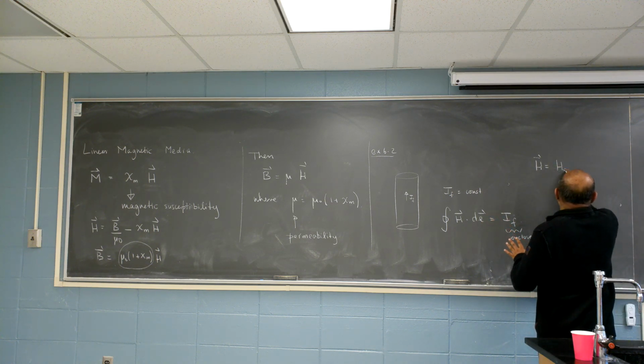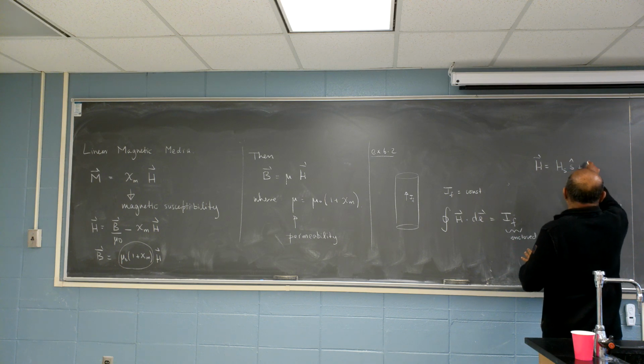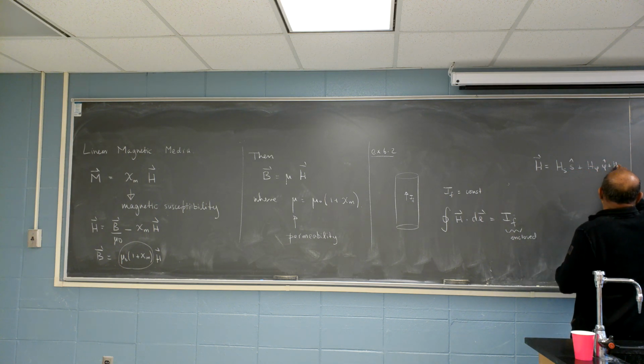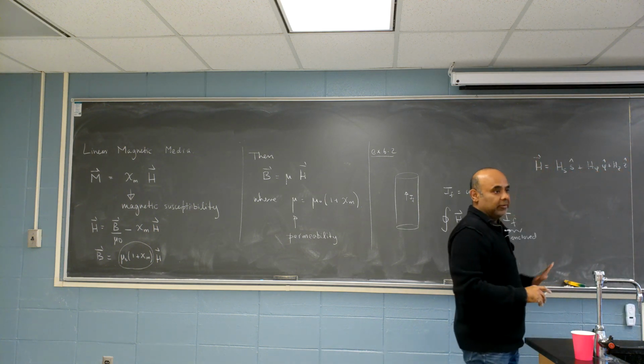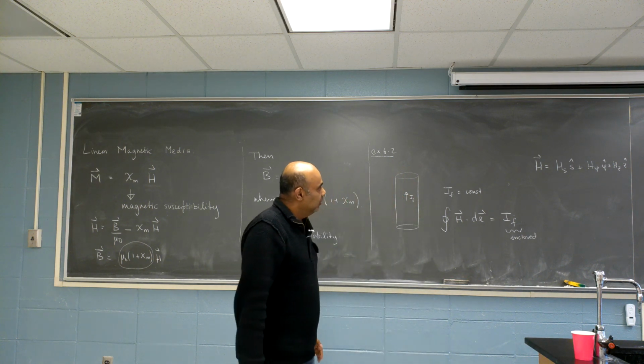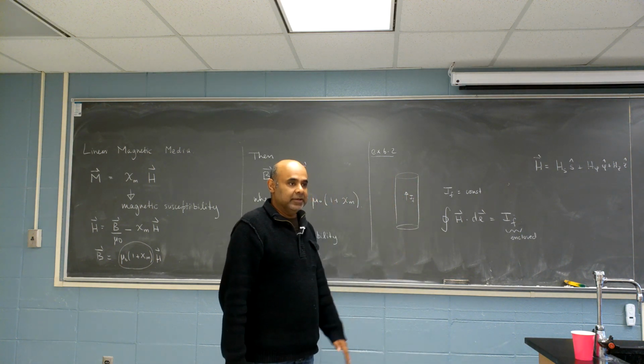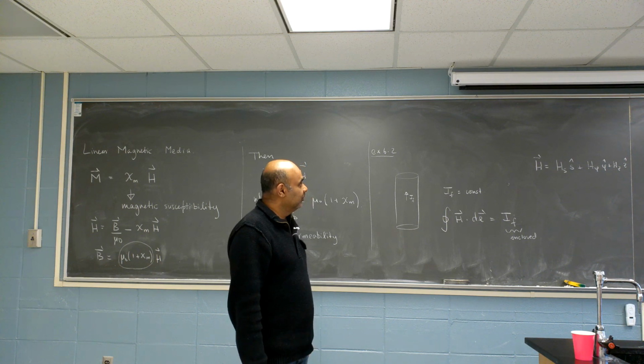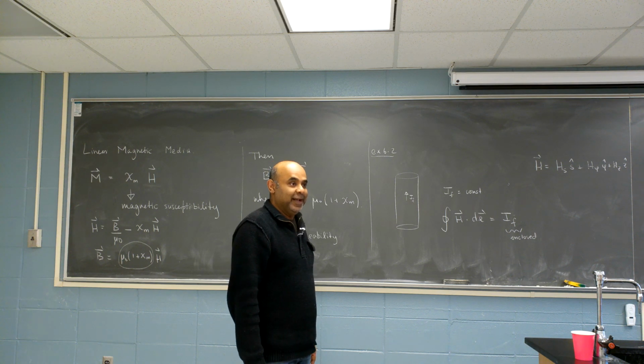So let me put this in perspective. What we have is H_s s hat plus H_phi phi hat plus H_z z hat. This is the most general form. Which one is immediately zero? I want to say Z, but I know that you said S was the obvious one. S is the obvious one.